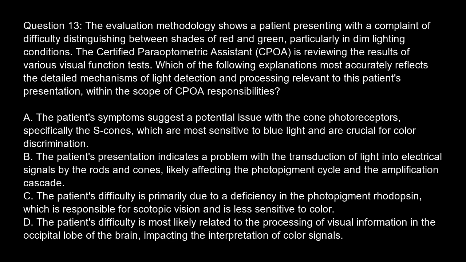Option A. The patient's symptoms suggest a potential issue with the cone photoreceptors, specifically the S cones, which are most sensitive to blue light and are crucial for color discrimination. Option B. The patient's presentation indicates a problem with the transduction of light into electrical signals by the rods and cones, likely affecting the photopigment cycle and the amplification cascade. Option C. The patient's difficulty is primarily due to a deficiency in the photopigment rhodopsin, which is responsible for scotopic vision and is less sensitive to color. Option D. The patient's difficulty is most likely related to the processing of visual information in the occipital lobe of the brain, impacting the interpretation of color signals.